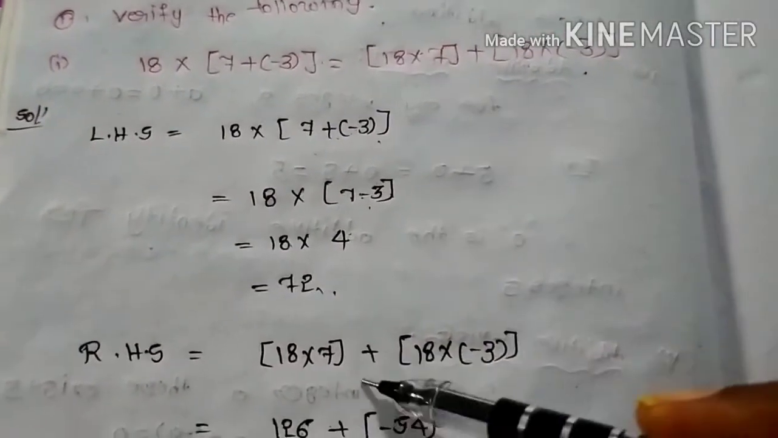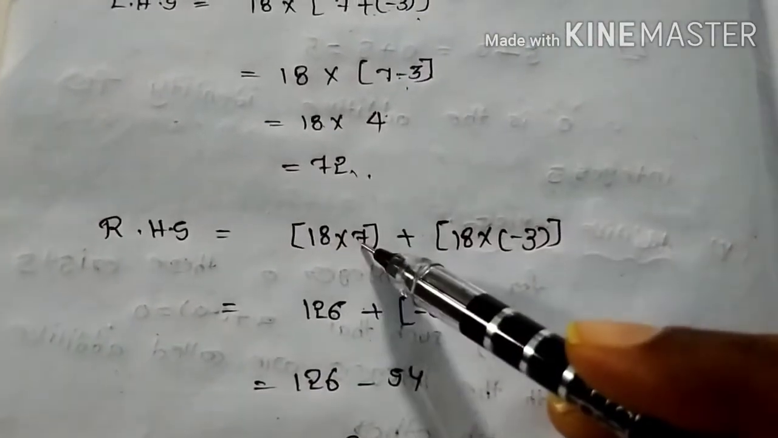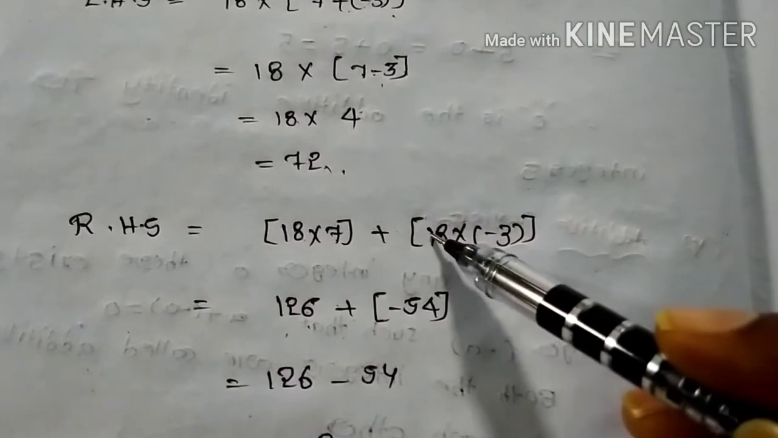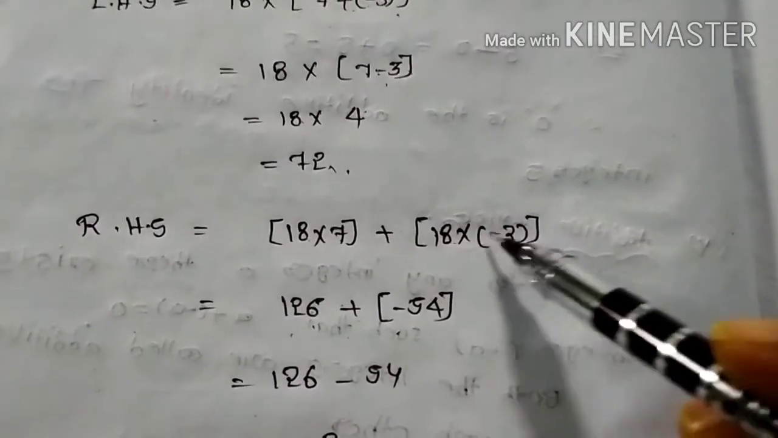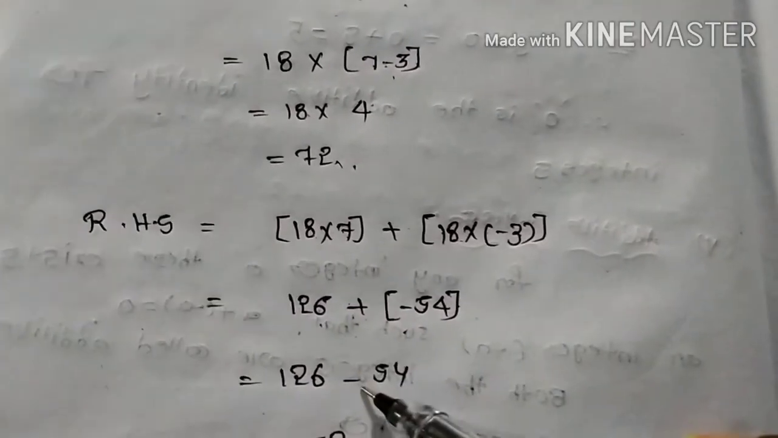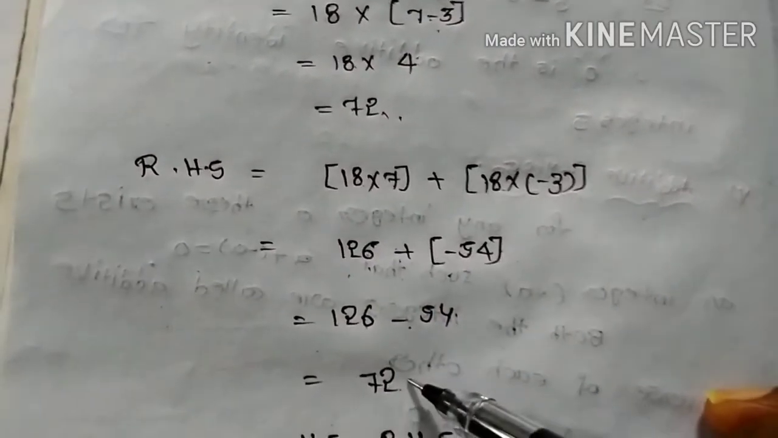Just I am writing here 18 into 7 plus of 18 into minus 3. 18 7 is how much? 126 plus of. Here see, this is plus 18, this is minus 3. That means plus into minus is minus. 18 3 is how much? 54. Plus into minus how much? Minus. I am writing here minus 126 minus 54, 72.